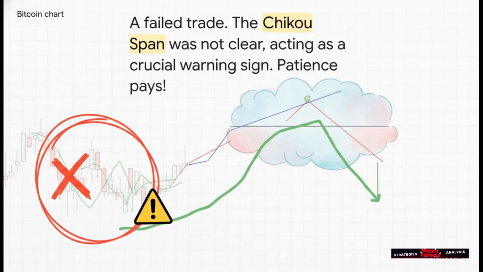Now let's flip that and look at a Bitcoin chart to see why waiting for all 3 is so important. So here we got a bullish Tenkan Kijun cross. That's tempting, right? And the price was even trying to poke its head above the cloud. But look at the Chikou span. It was still tangled up inside the old price action. It never got clear. That lack of final confirmation was the system waving a huge red flag, and sure enough, the trade failed and reversed. This is why patience pays off.